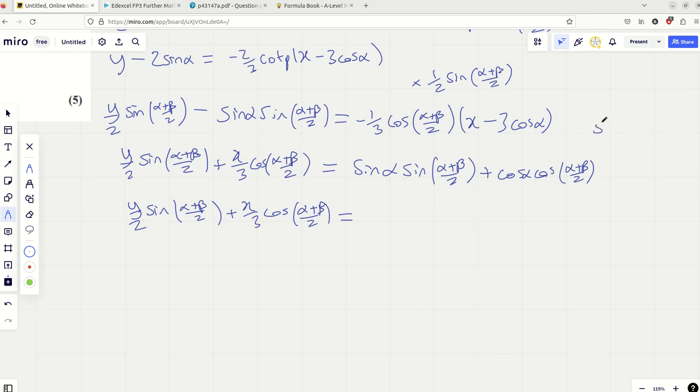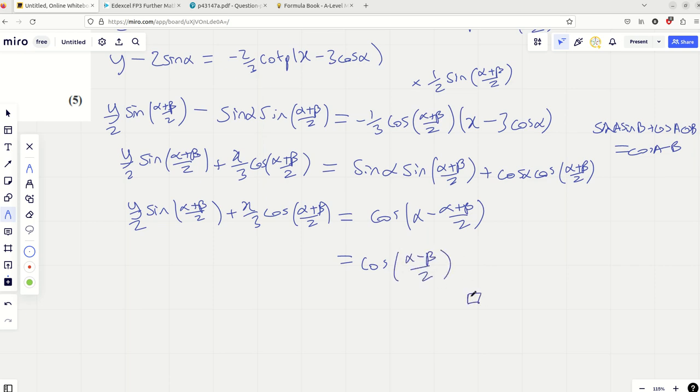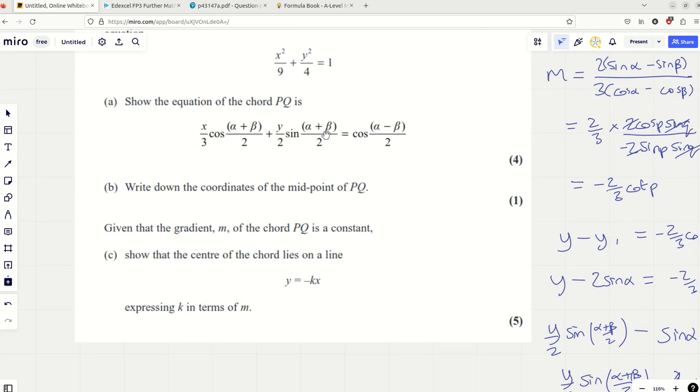Because we can use sine A sine B plus cos A cos B is cos A minus B, and that's exactly what I'm going to do on these two expressions. So I'm going to end up with cos of alpha minus alpha plus beta over 2, and if you turn that alpha into 2 alpha over 2 and subtract, you end up with cos alpha minus beta over 2 as required. Yes, we've done it. Yeah, what a fiendish question.